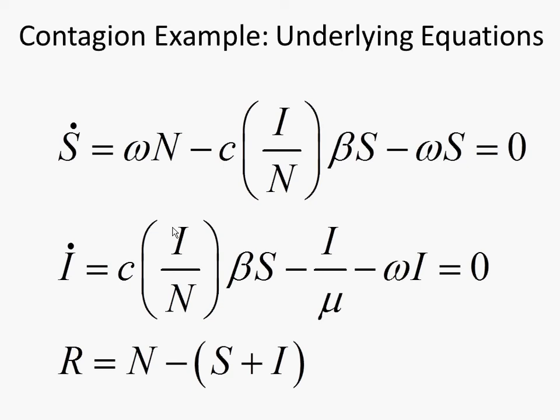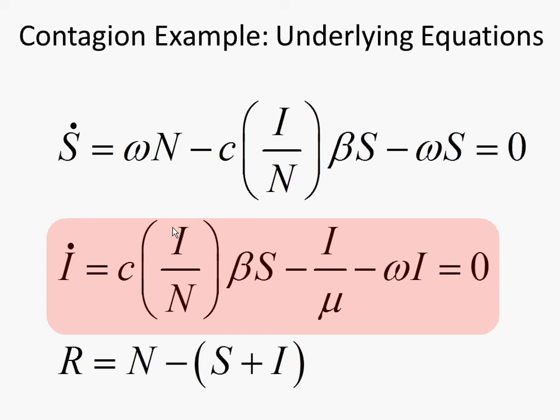Incidentally, because it's a fixed size population, we could simply treat R as N minus S plus I. R is just the remainder of the people who aren't in either of these sums. And that will simplify the size of the system. In any case, the key point here is that to find the fixed points, we set these derivatives equal to 0, and we're going to solve for I and for S, in terms of these various parameters, things like N, omega, c, beta, that sort of thing.